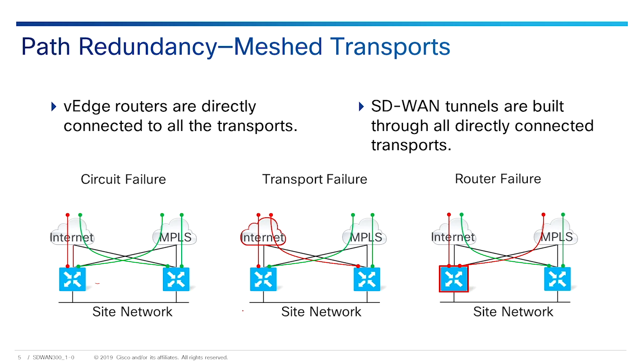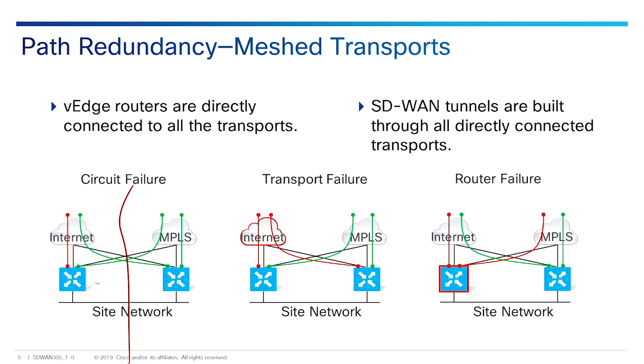Basically, the SD-WAN overlay tunnels are built through all directly connected transports, so both of them are basically the same. They're essentially a mirror of each other. Either side provides the same thing. During a circuit failure, both edge routers maintain WAN connectivity to at least one transport provider. During a transport failure, both edge routers maintain WAN connectivity to the remaining transport provider. In the case of a router failure, the remaining edge router maintains connectivity to both transport providers.